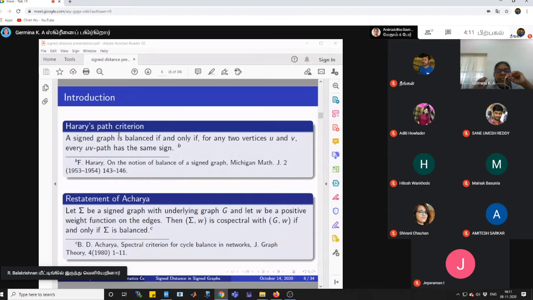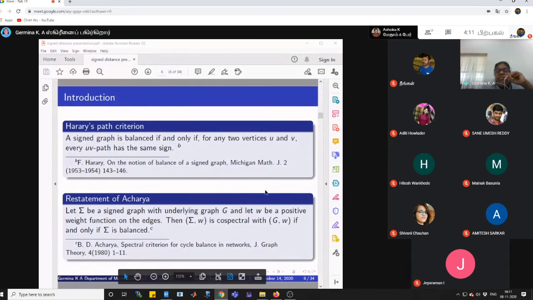Next is Harary's path criterion. A signed graph is balanced if and only if for any two vertices u and v, every uv path has the same sign. As we know, there may be different paths connecting any pair of vertices u and v. You compute the sign of the path, which means taking the product of the signs on the edges of that particular path. If every path between u and v has the same sign, and this is true for every pair of vertices u and v, then we can say that the signed network or signed graph is balanced.